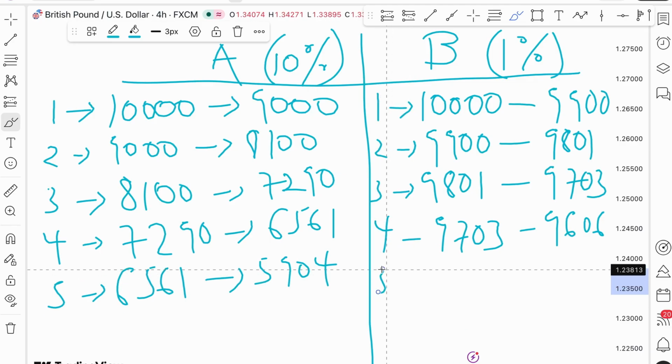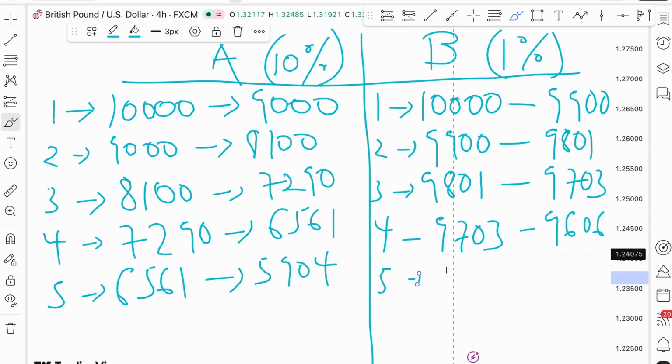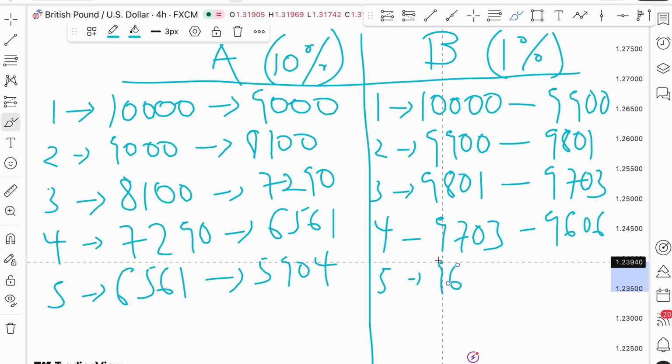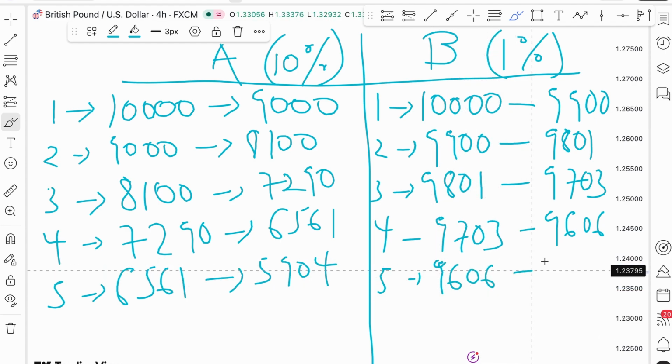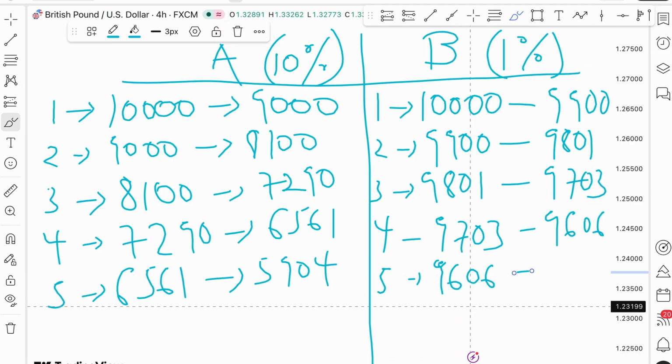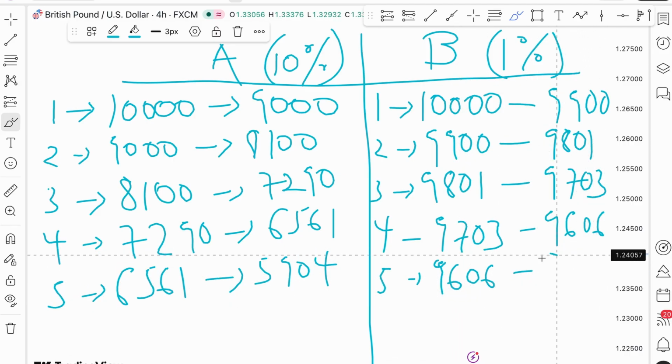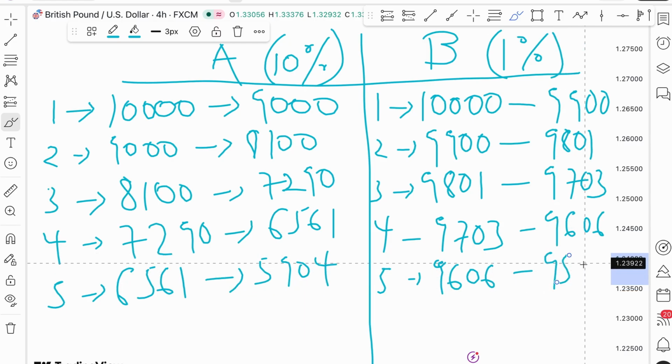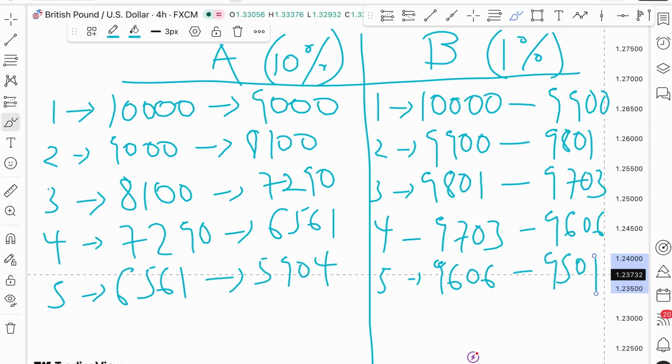Our new balance for the fifth trade becomes 9,606. Losing 1% of this will draw us down by 96.06. Lessen it from this capital, we will have an account balance of 9,510.